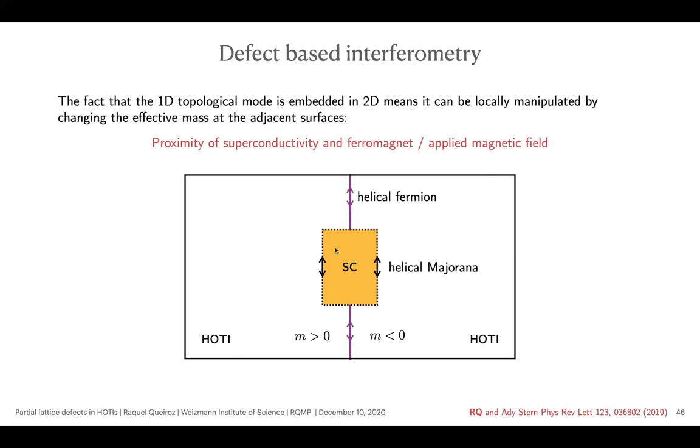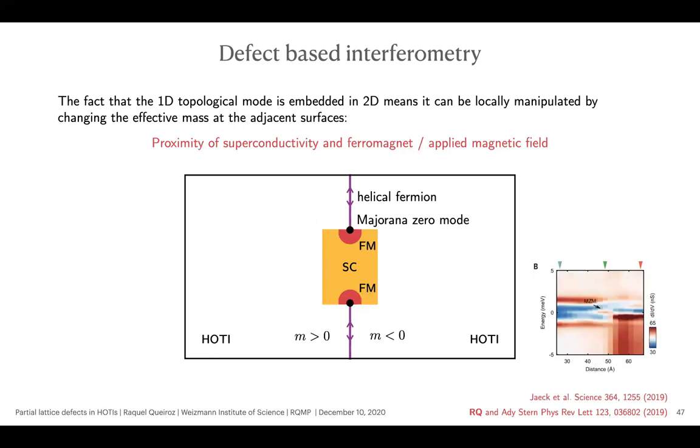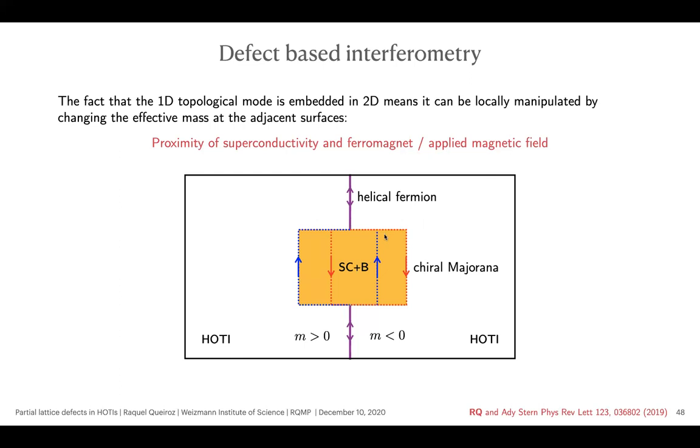So if you were to put superconductivity on top, because the energy scale that localizes the helical mode is not the spin-orbit coupling, but the mass of the symmetry breaking on the surface, you could actually split that helical fermion into helical Majoranas. You could put a ferromagnetic island and create Majorana zero modes. And actually this was done by Bertoliek in Ali Yazdani's group, which is a very nice, really cool experiment. In addition, you can put a magnetic field and split that helical fermion into chiral Majorana fermions, and create different types of interferometer devices.